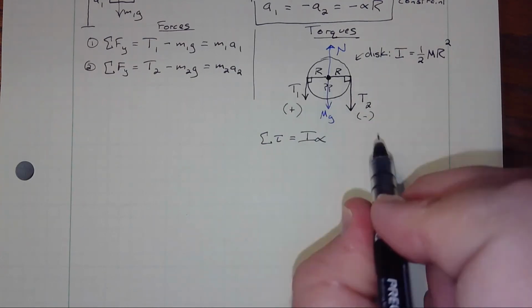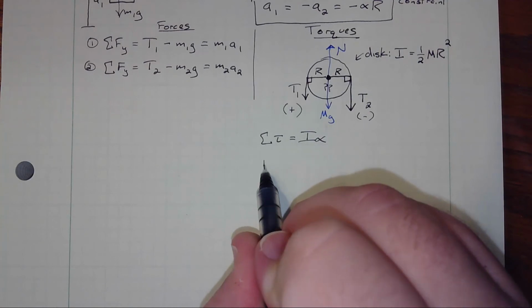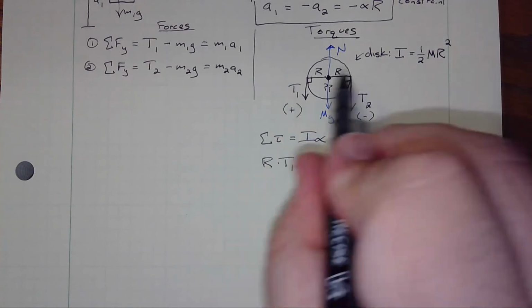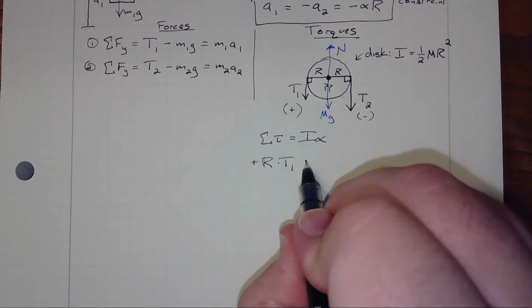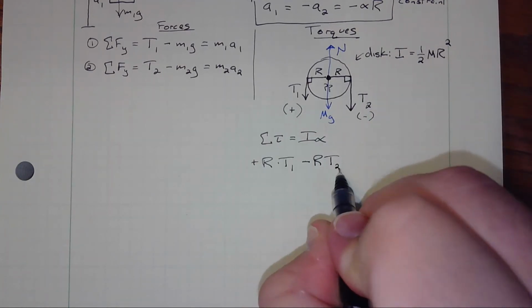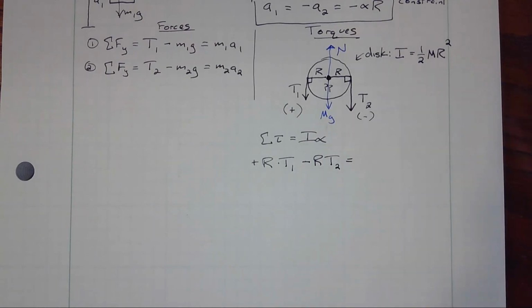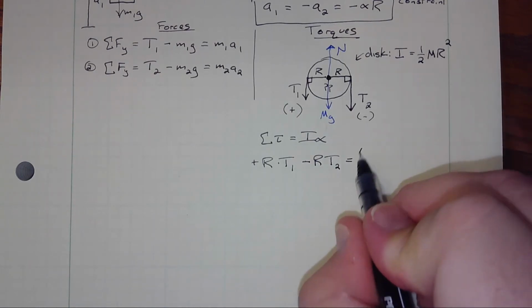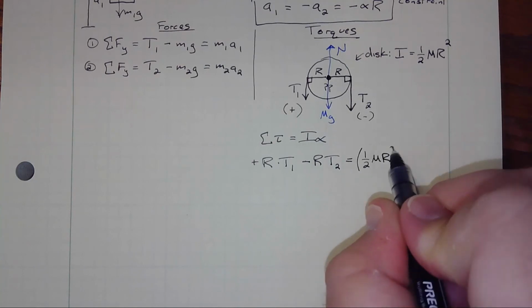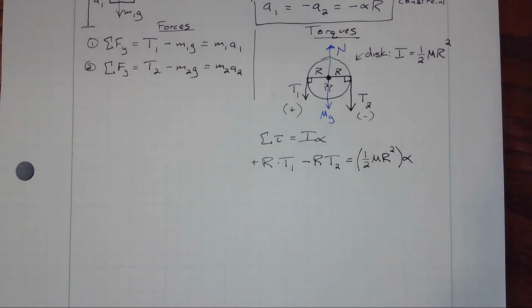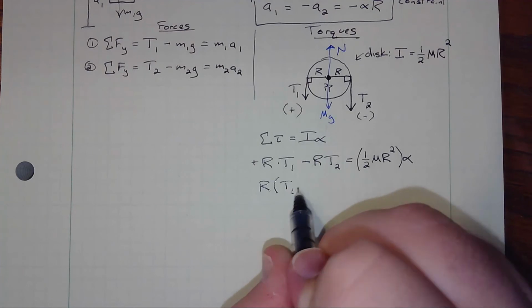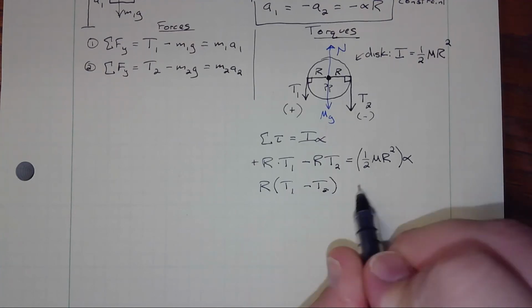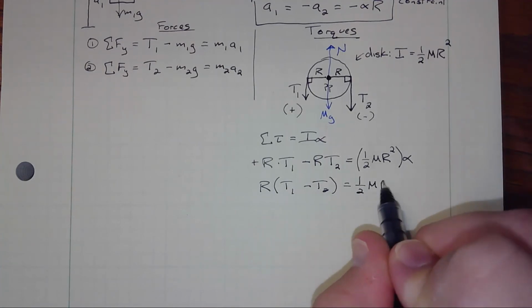The value of the torque is just this distance times this force here. So my sum of torques is R times T1, which is positive, minus R times T2, because that's going in the other direction, and that must be equal to I times alpha. Well, I is equal to 1/2 M R squared, multiplied by alpha. Notice immediately I can factor out an R. So I have T1 minus T2 equal to 1/2 M R squared alpha.